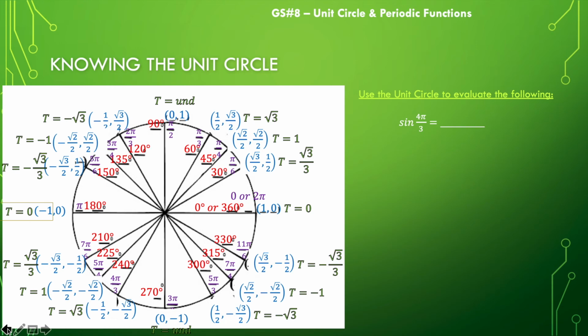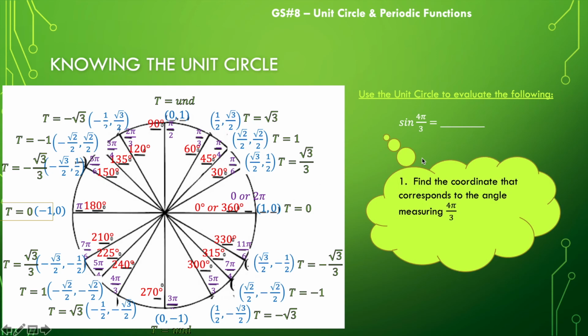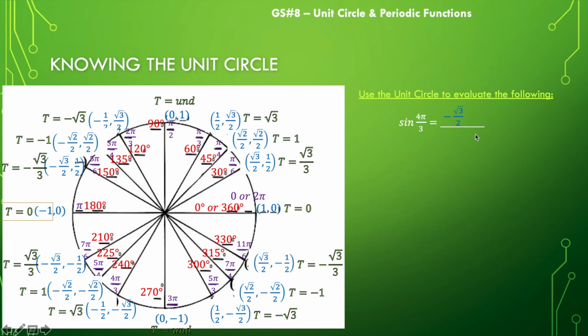It really does. Okay, so if I want to evaluate the sine of 4 pi over 3, the first thing I want to do is find the coordinate that corresponds to the angle measuring 4 pi over 3. Okay, so I'm coming on my unit circle, I'm finding 4 pi over 3, and I'm identifying the coordinate. Okay, so my coordinate is -1/2, -rad 3 over 2. And now I'm remembering that sine is the same as the y coordinate. And so I am just going to identify the y value of that coordinate, which is -rad 3 over 2, and I'm done. See how easy that was?